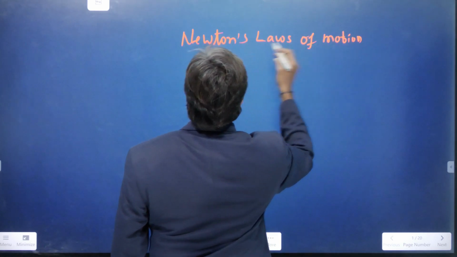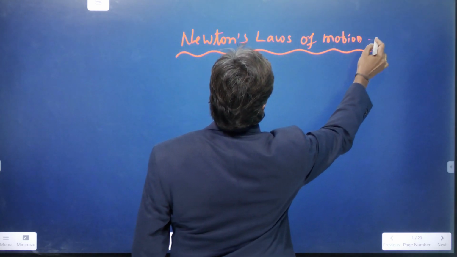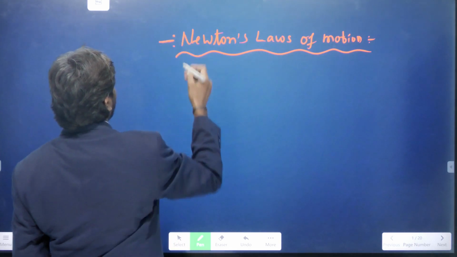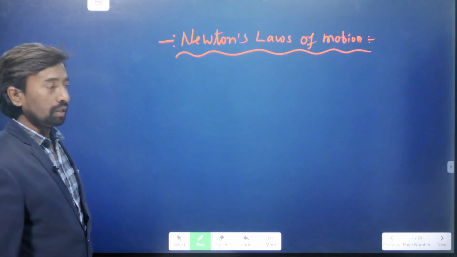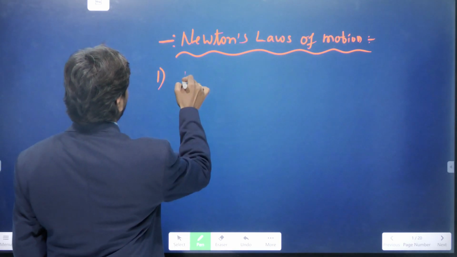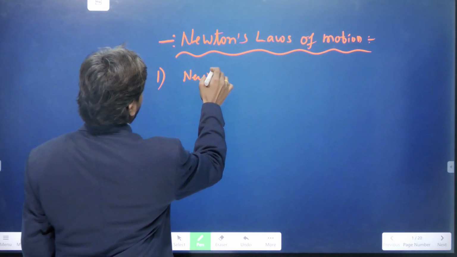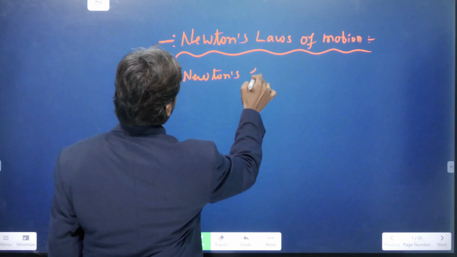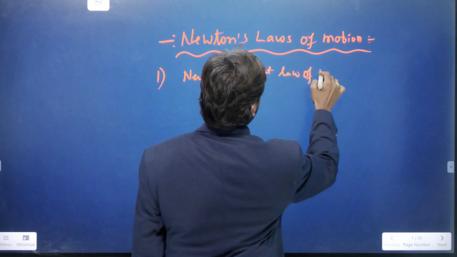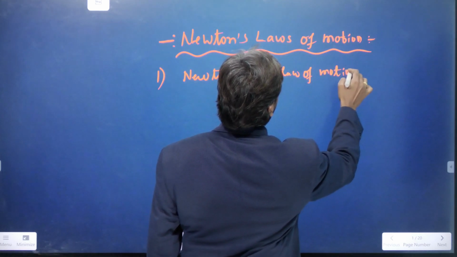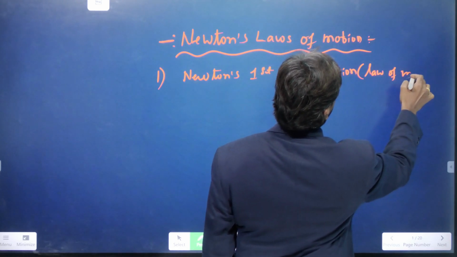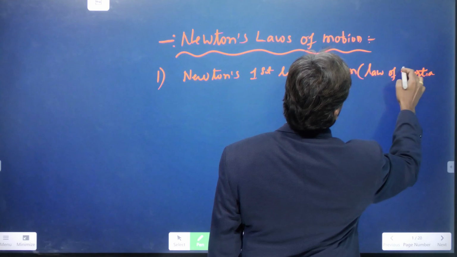By observing nature, he did many experiments with different objects, and he concluded three laws, which are well known as Newton's laws of motion. So the first one is Newton's first law of motion. It is also called the law of inertia.